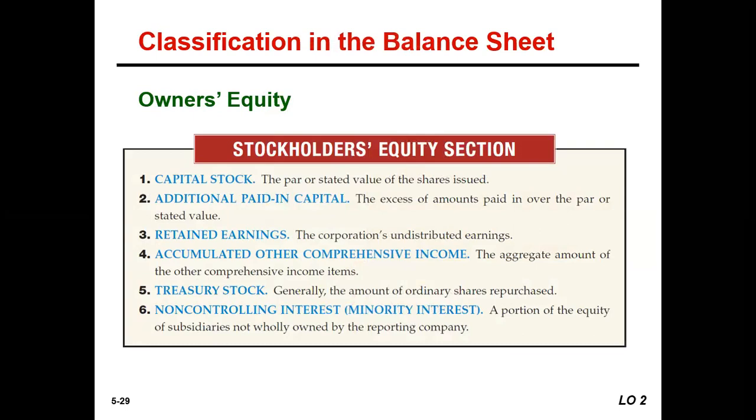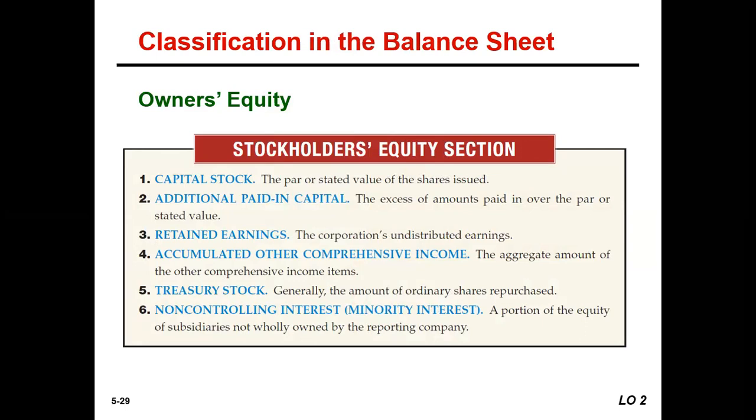Okay, and then finally the owner's equity section, and some of those different categories that can be under the stockholders' equity or the owner's equity section. So capital stock, additional paid in capital, retained earnings, accumulated other comprehensive income, treasury stock, and then non-controlling interest. So capital stock, the par or stated value of the shares issued.